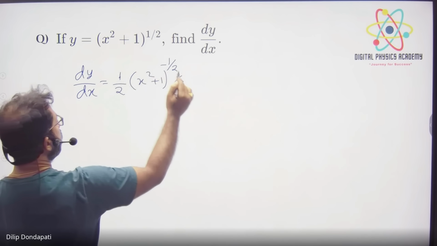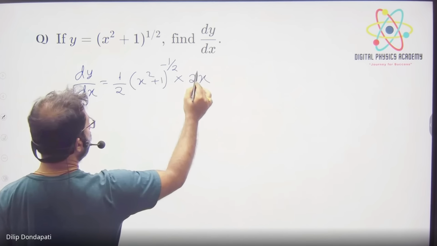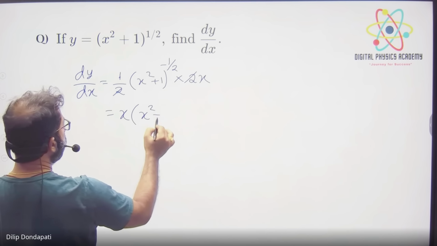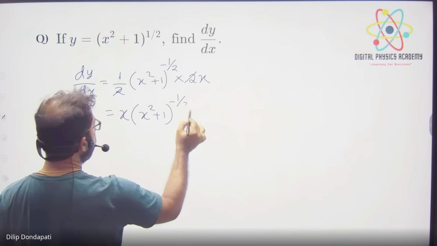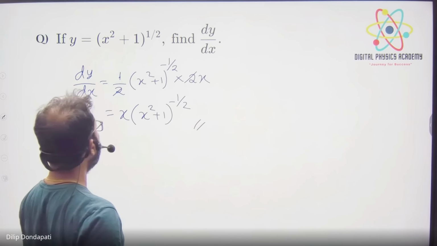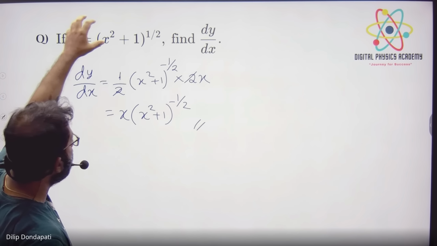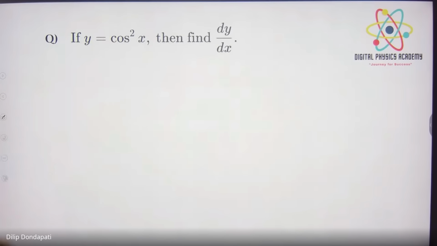So the differentiation of x square is 2x. So the 2 cancels. So x into x square plus 1 whole power minus 1 by 2. So n into x power n minus 1 you have to use. By seeing this we should understand this is a chain rule. Whatever you assumed, you have to differentiate it further. Do this one: y equal to cos square x, find dy by dx.